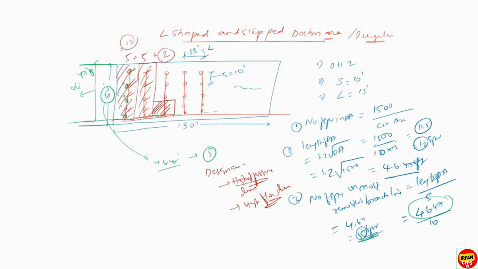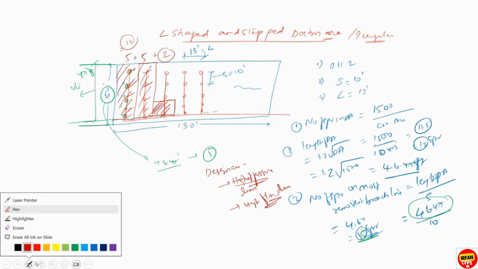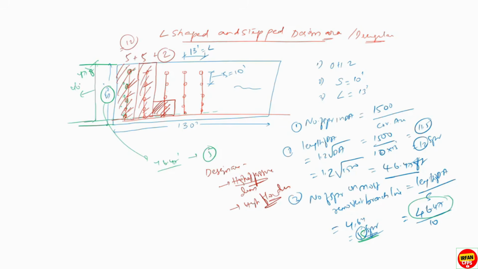Now 5 plus 5 plus 2 is 12 sprinklers. You cannot consider these 2 sprinklers; you have to select these 2 sprinklers. Okay. So this is the proper method which I am explaining to you. I hope you guys are getting my points. So this is like an L shape, right? If you see here, this is an L-shaped area. So this is the actual design area.